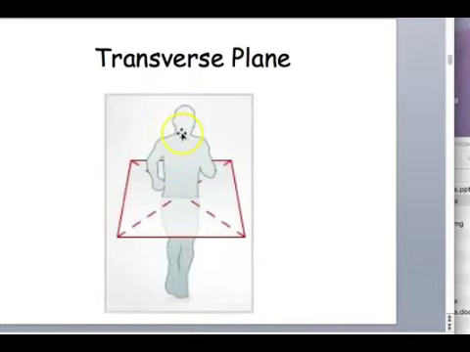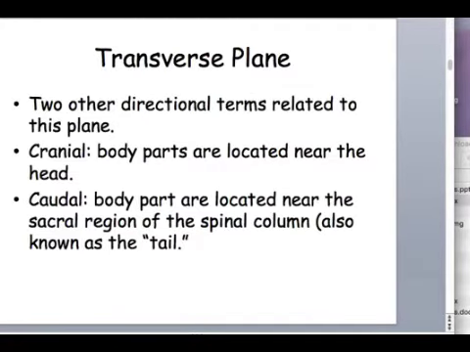You could say that your chin in anatomical position is inferior to your ears. Because it is, even though the ears are further back on a different plane, the chin is still below the ears. Okay, so that's transverse plane.